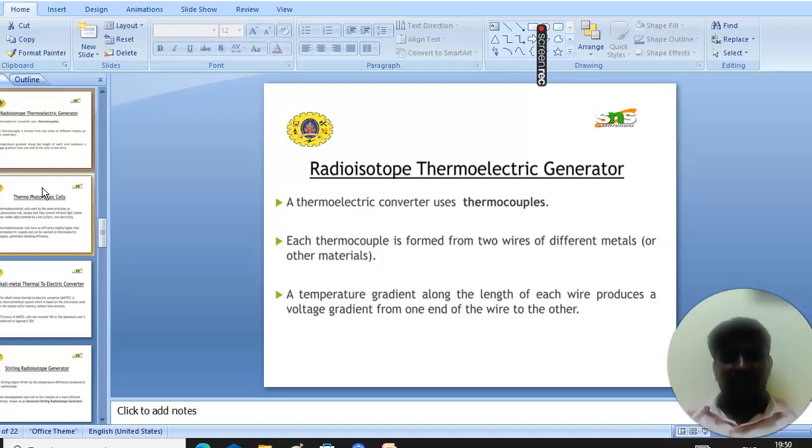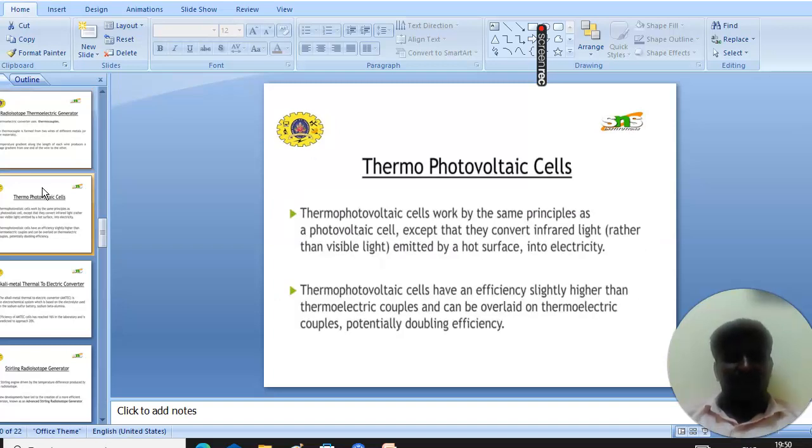The next will be the radioisotope thermoelectric generator. A thermoelectric generator converts heat using thermocouples. Each thermocouple is formed from two wires of different metals or other materials. A temperature gradient along the length of each wire produces a voltage gradient from one end of the wire to the other.